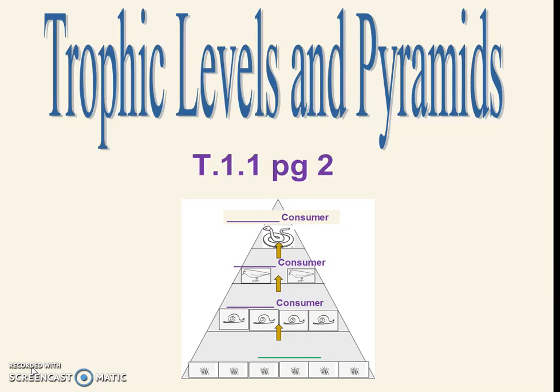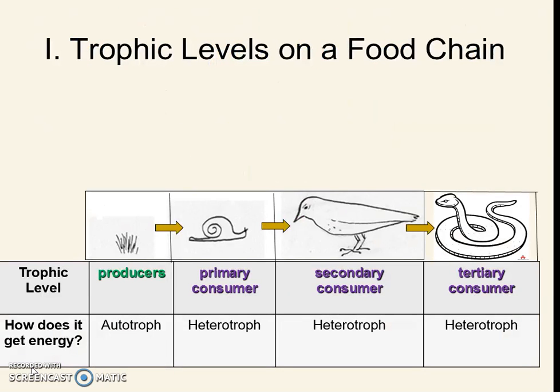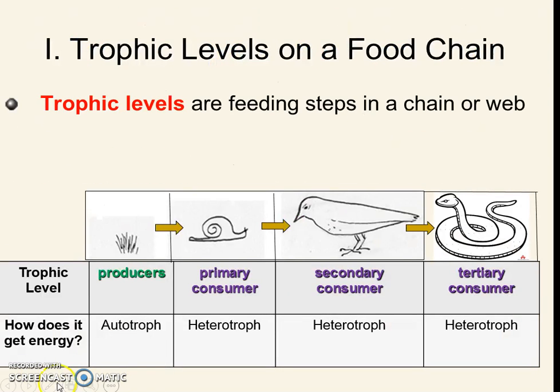Let's get started. A trophic level refers to the different levels on a food chain, and we call them feeding steps. This is a bit longer of a food chain than we saw last time. It has 1, 2, 3, 4 different steps in which different organisms are eating each other. So 4 different trophic levels. 1, 2, 3, 4. All right, so again, this is our food chain.